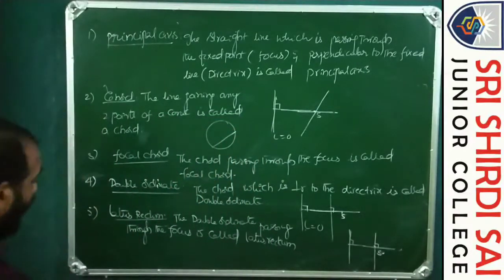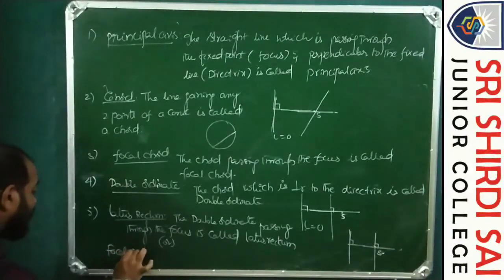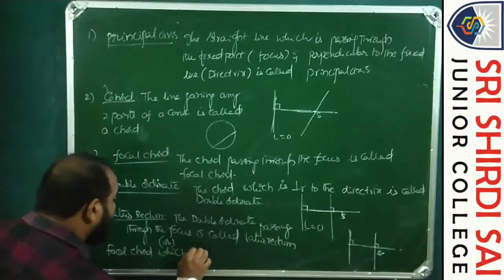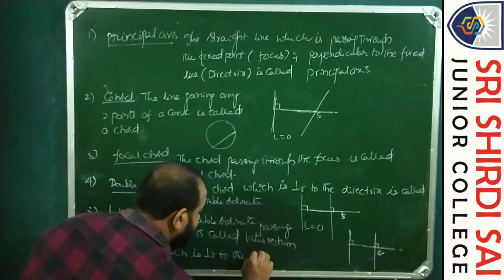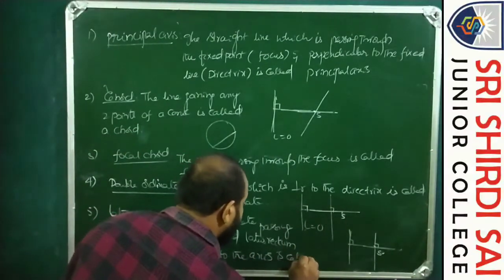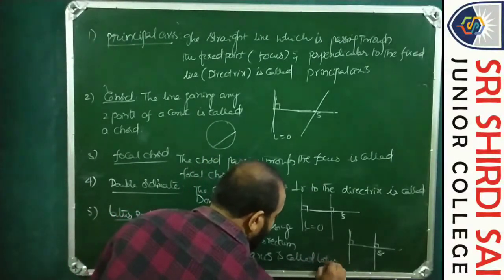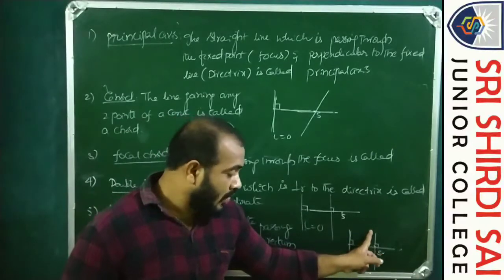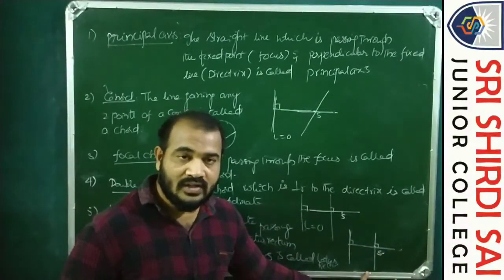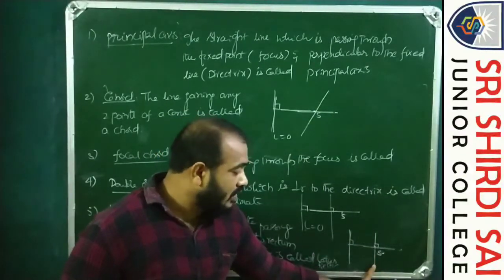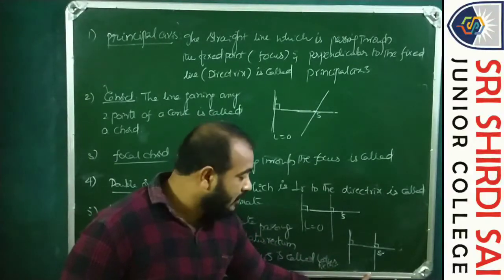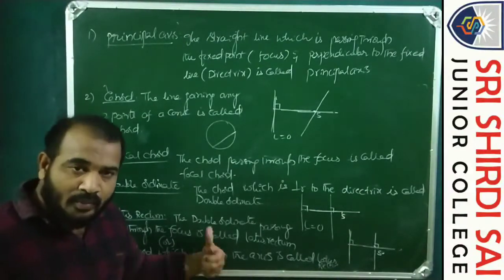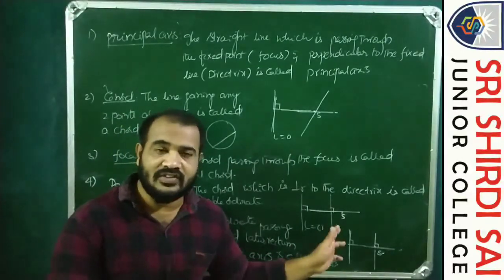In another way, a focal chord means passing through the focus. A focal chord which is perpendicular to the axis is called the latus rectum. What is a chord? The line joining two points of the conic is called a chord. If that chord passes through the focus, it is a focal chord. If this focal chord is perpendicular to the principal axis, it is equal to the double ordinate passing through the focus. Both are the same, which is the latus rectum.